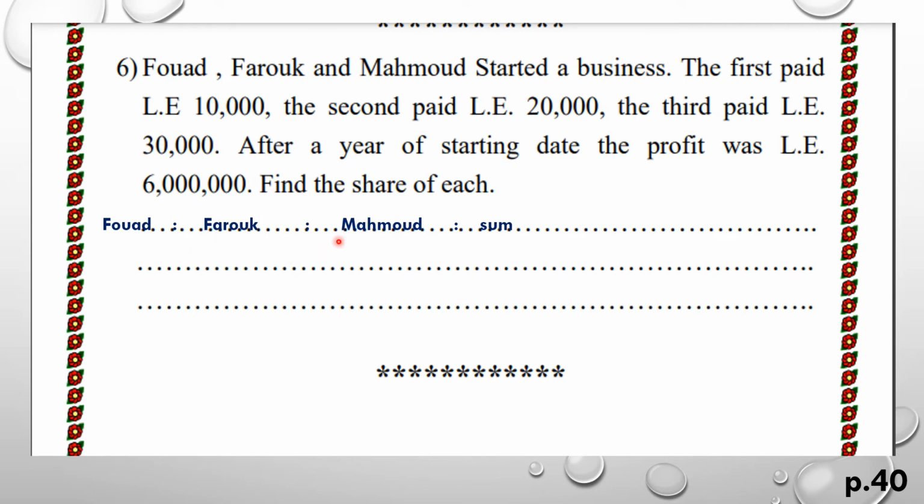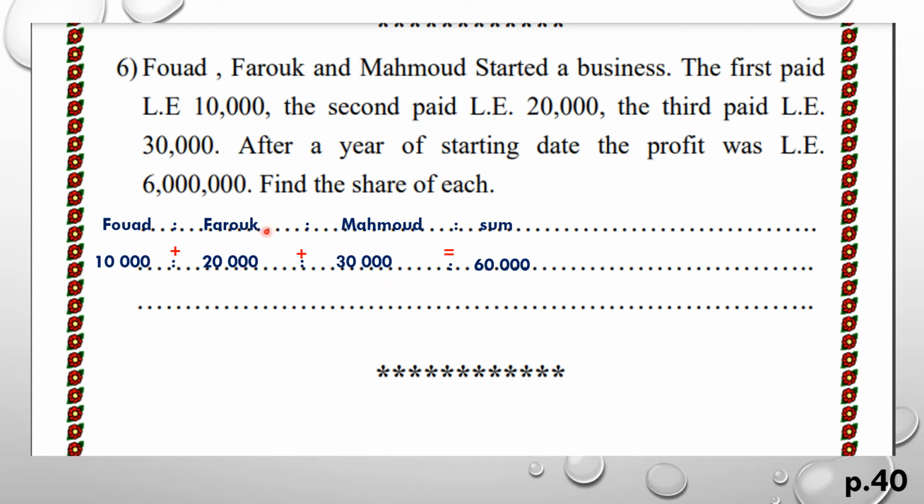Fouad to Farouk to Mahmoud to sum. Why sum? This is the profit which we are going to distribute among the three persons, and distribute means plus. So here we have sum. Fouad 10,000, Farouk 20,000, Mahmoud 30,000. How can we find the sum? We need to add these three numbers together. 10,000 plus 20,000 plus 30,000 equals 60,000.